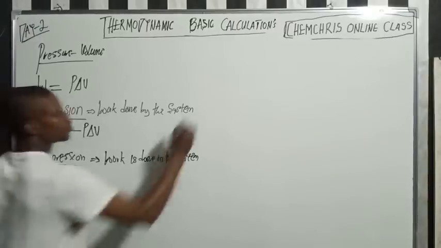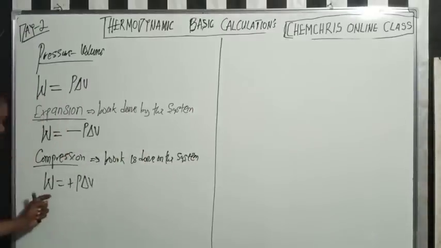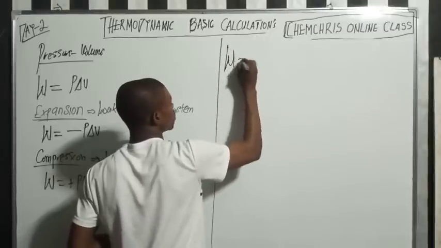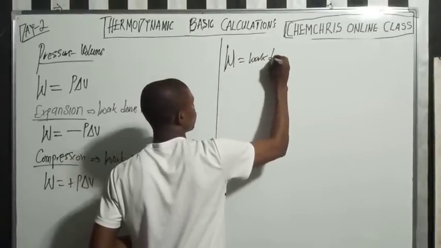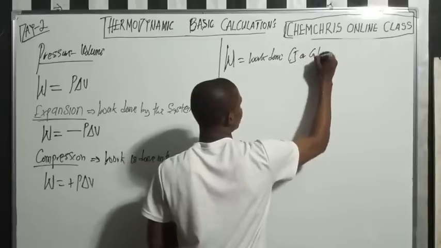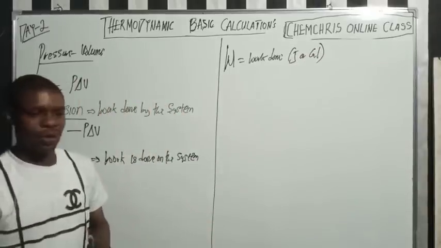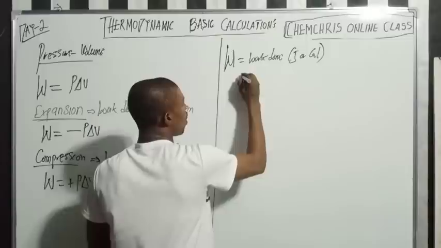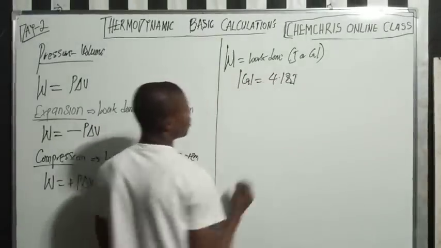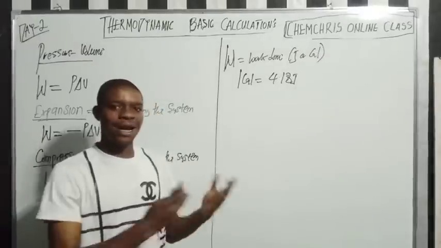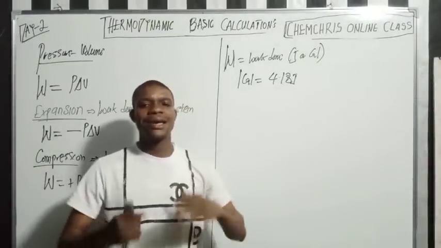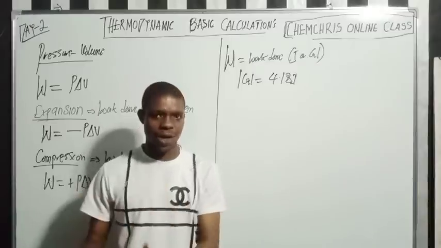Do you understand? So if you look at it very well, W equals the work done, and it must be in joules or calories. So 1 calorie is equal to 4.18 joules. So this way you are converting from calories to joules or from joules to calories. You have to know it, because most times they will say express your answer in joules or in calories.